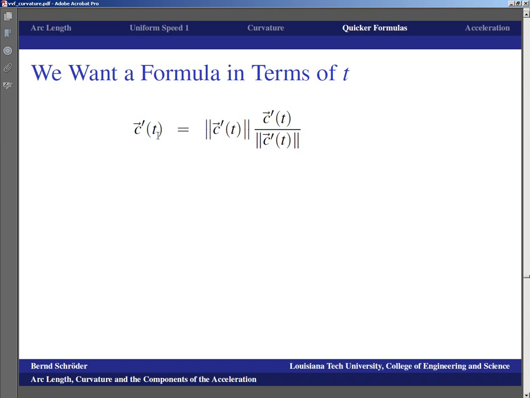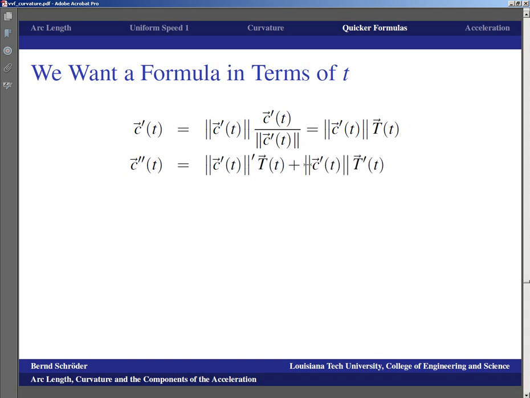So c prime of t, the velocity, is of course speed times velocity divided by speed. I've just multiplied by 1, but I realized that this is T, so this is just a cheap trick to get T involved. So c prime is just the norm of c prime times T of t. Now I can take derivatives on both sides. On the left side I get c double prime, and on the right side I get the derivative of the speed times the unit tangent vector plus the speed times the derivative of the unit tangent vector, and of course that derivative is what I want to have.